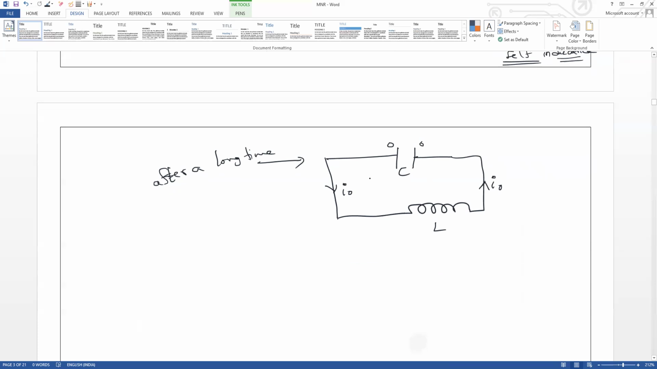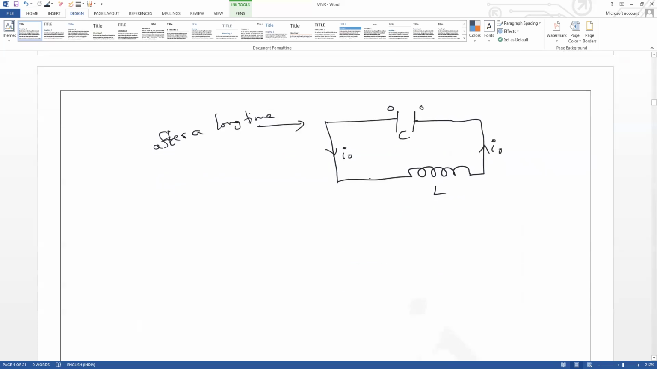Yes or no, guys? Reverse will take place. Yes or no? Please respond. Then what will happen? I naught reaches maximum. By that time, which plate of the capacitor is positive? Left side or right side? Now this is positive and this is negative, because the entire positive charge came to this side. Correct? All of you understand?